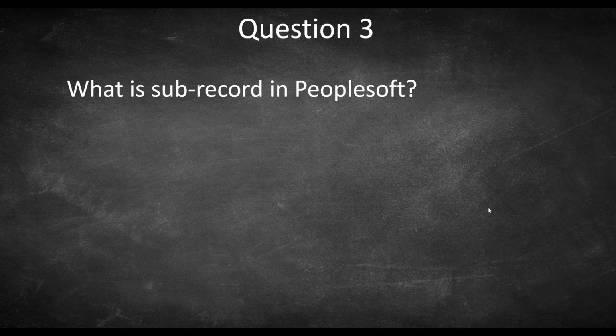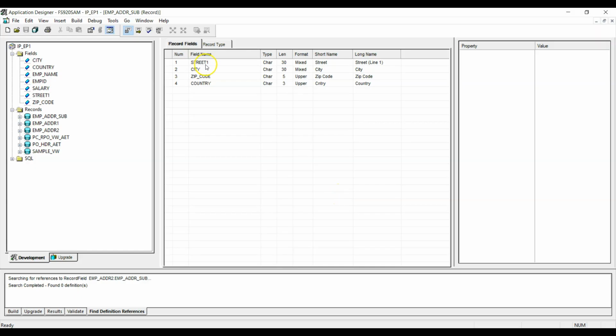Next question is, what is subrecord in PeopleSoft? So subrecord represents a collection or group of one or more fields which can be used together, and we can use these subrecord in multiple different records. Let us see an example. Suppose we have these four fields which represents the address of an employee. These are street, city, zip code and country.